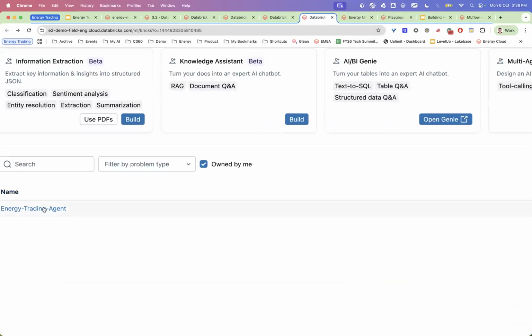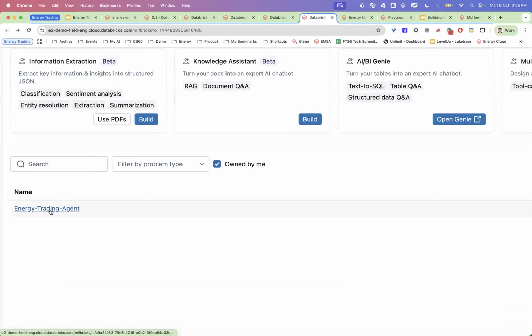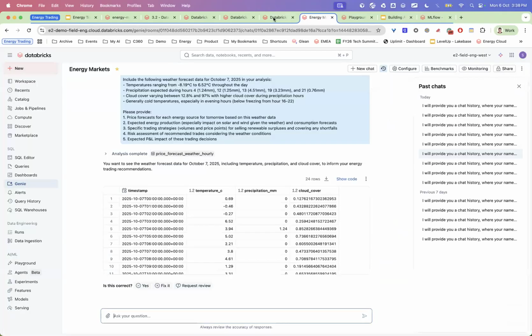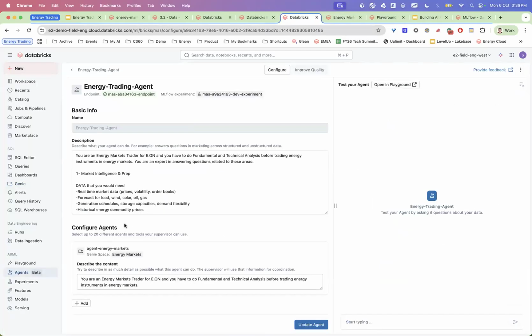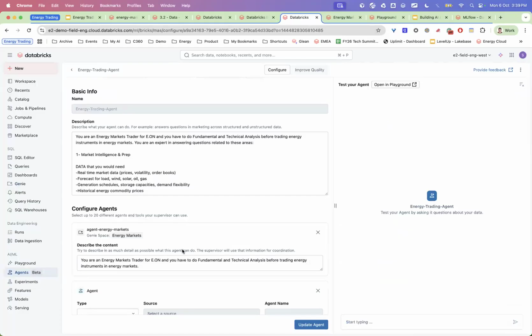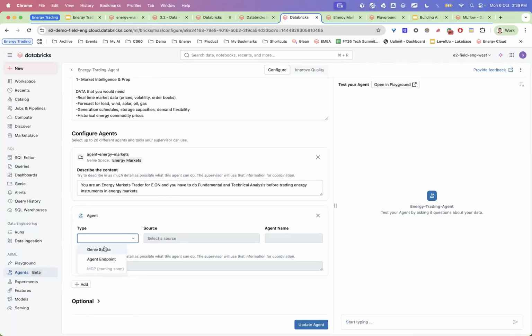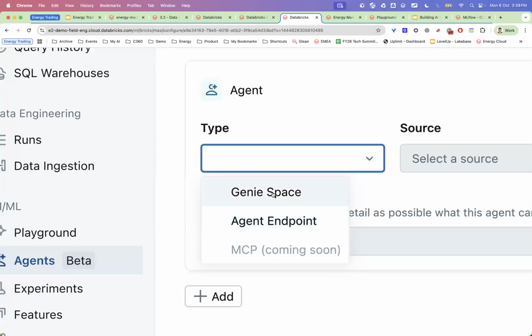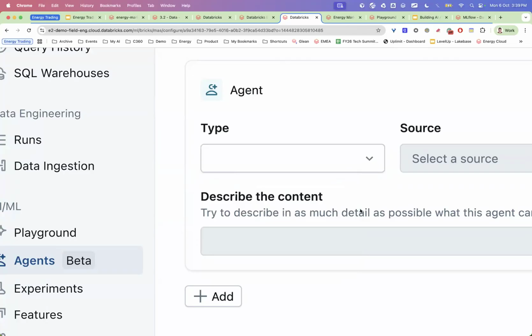So I created an energy trading agent that you would see here. When you create agents, you can actually have Genie spaces. Genie is the conversational AI. You can use an agent endpoint, so any custom agent that you might have built, or MCP. The support for MCP is coming soon. That would allow you to even integrate agents which are on external systems, and we can still orchestrate them.